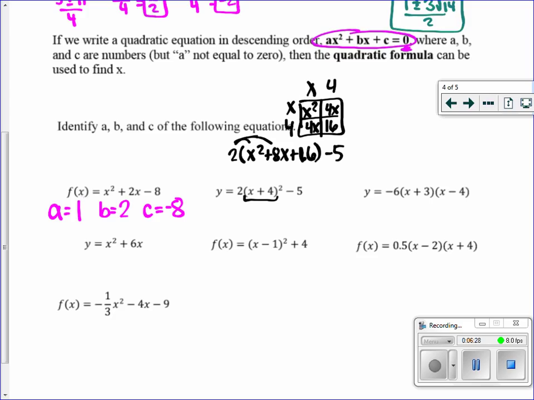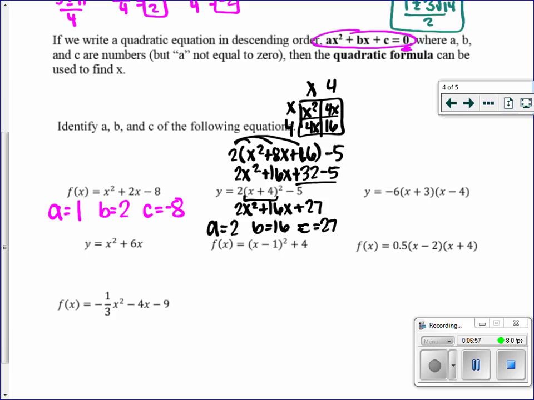Our next step is always distributing that number in front. So 2x squared plus 16x plus 32 minus 5. And then our last step is always combining those last two parts. So 2x squared plus 16x and then plus 27, which means our a value is 2, our b value is 16, and then our c value is 27.